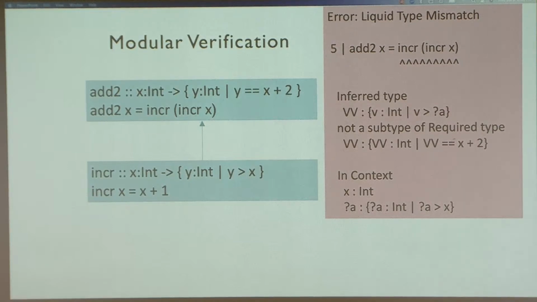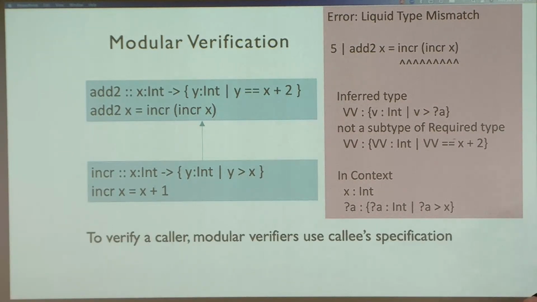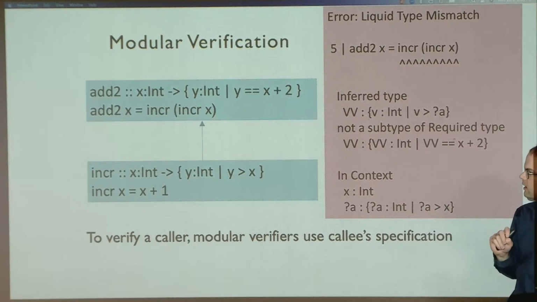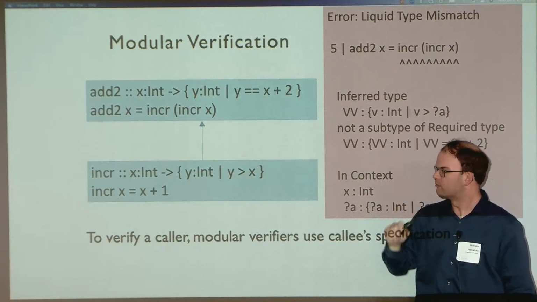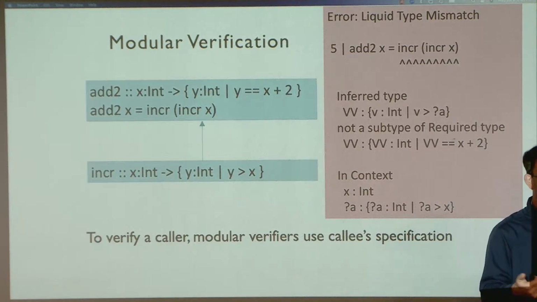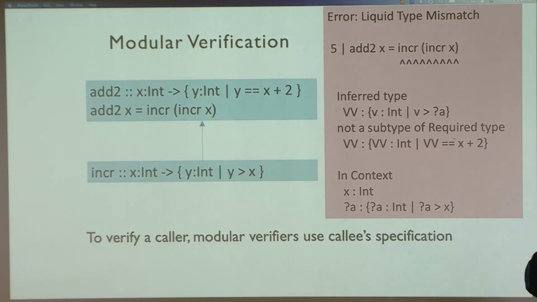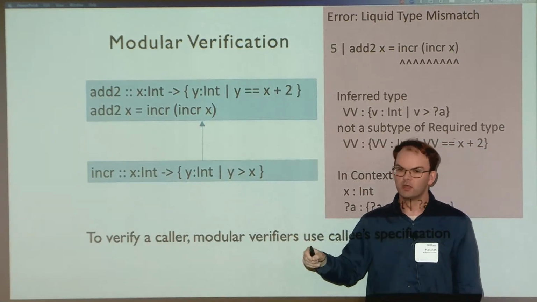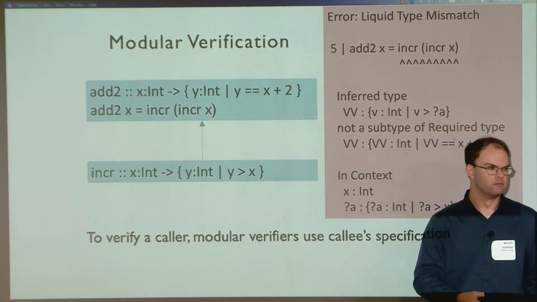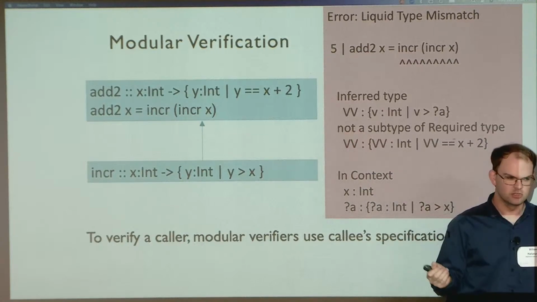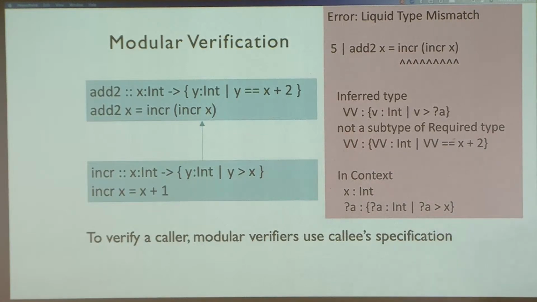And the reason is that when verifying a caller, a modular verifier is not actually looking at the entire picture that I have up on the screen right now. When verifying add2, a modular verifier is going to look at this part of the picture. It's going to look at the specifications of functions that are being called, but it's not going to look at the definitions of functions being called. So when verifying add2, we know infer returns a number that's greater than its input, but we don't know by how much. It could be that we're adding 1 million on, and then infer's specification is satisfied, but add2's specification is not.